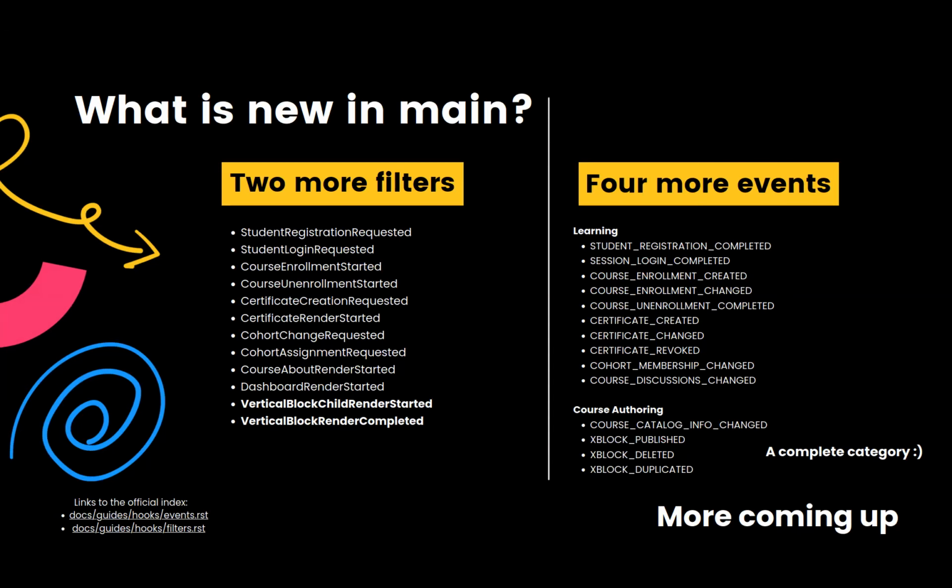When you get the slides after the conference, there are 2 links to the official indexes, and there's a slide with a lot of links at the end. But here we get a look at the kind of places that we can connect code to. Things like the student registration was requested. So a user is waiting in line to get registered at the platform, or is waiting in line to log into the platform, or enrollment started before the actual enrollment code is run, before the unenrollment code is run, and so on and so forth.